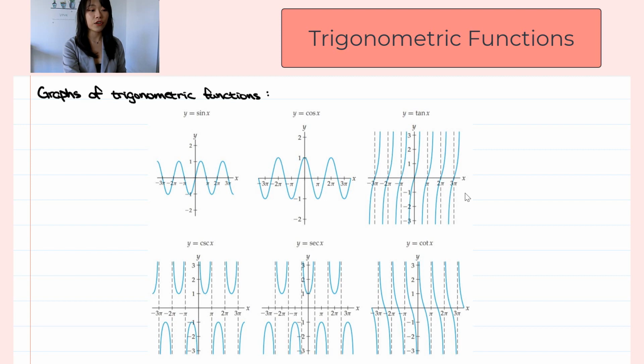Similarly with the other three functions, since they are all reciprocals of the first three functions, whenever the first three functions equal 0, we have a vertical asymptote for the lower three trigonometric functions.